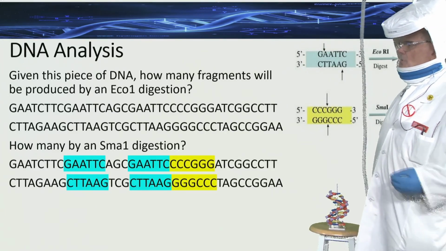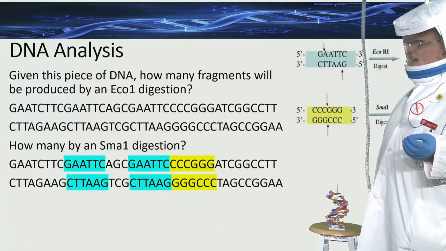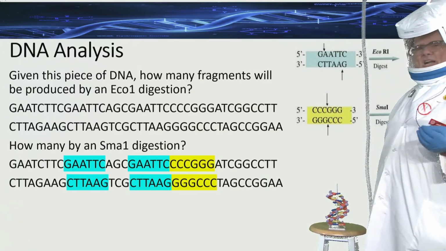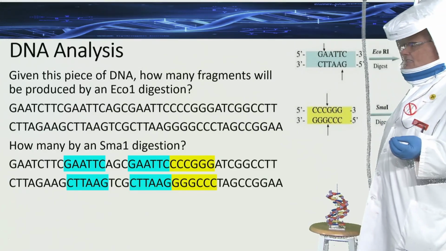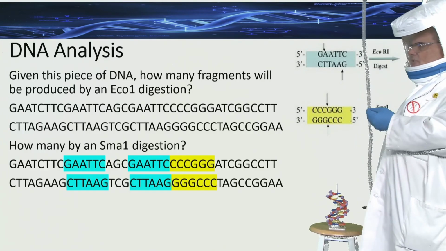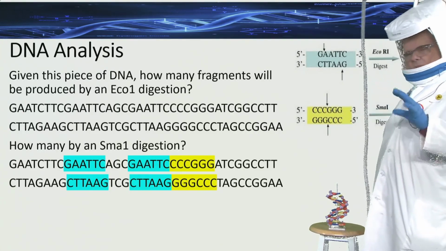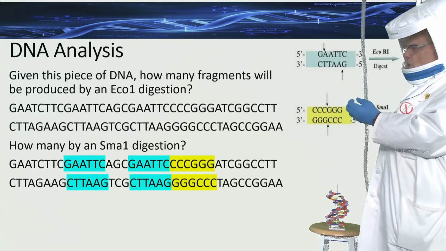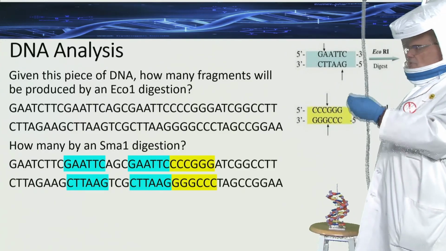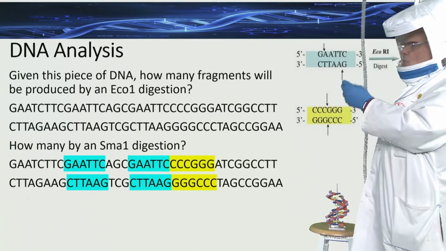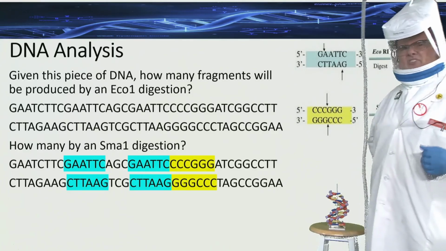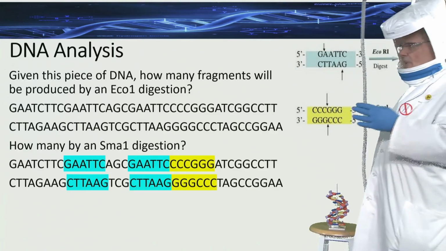So the blue indicates the sites where EcoRI would digest. And there are 2 sites for the blue that would be broken apart. With 2 sites broken, that means you're going to have 3 separate pieces of different lengths.